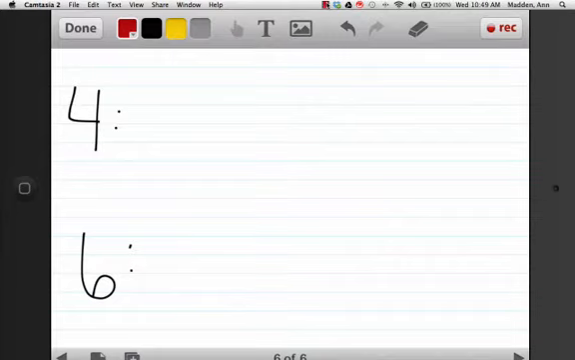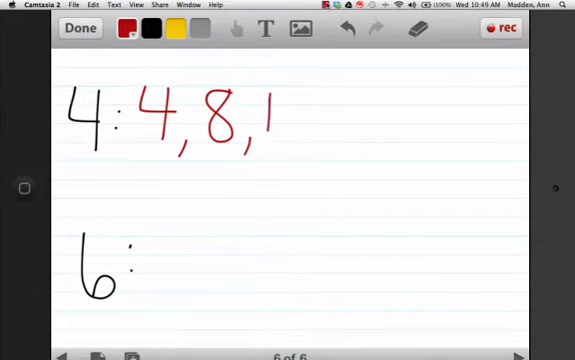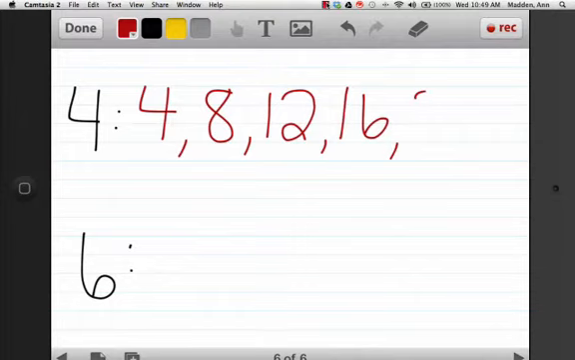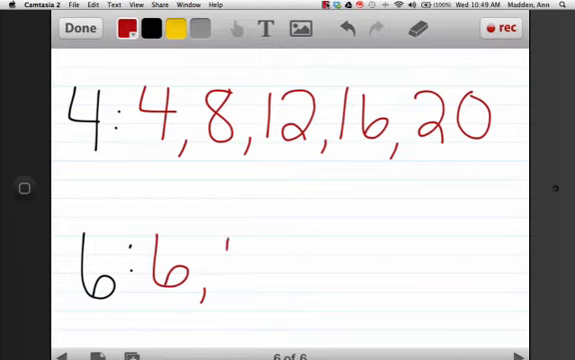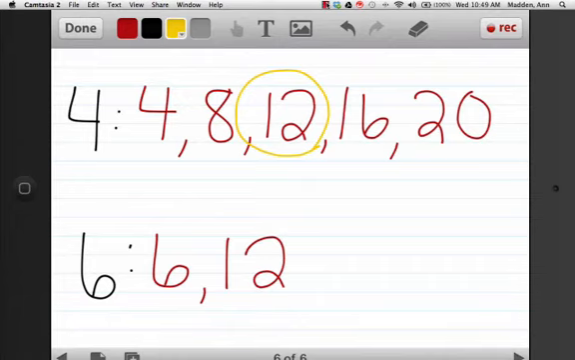All right, my multiples of 4 and 6. 4 times 1 is 4. 4 times 2 is 8. 4 times 3 is 12. 4 times 4 is 16. 4 times 5 is 20. Write down my multiplication chart is what I'm actually doing. Let's look at the multiples of 6. 6 times 1 is 6. 6 times 2 is 12. Whoa, I can already stop. If you found the LCM of 4 and 6 is 12, you were correct and you're ready for tomorrow.